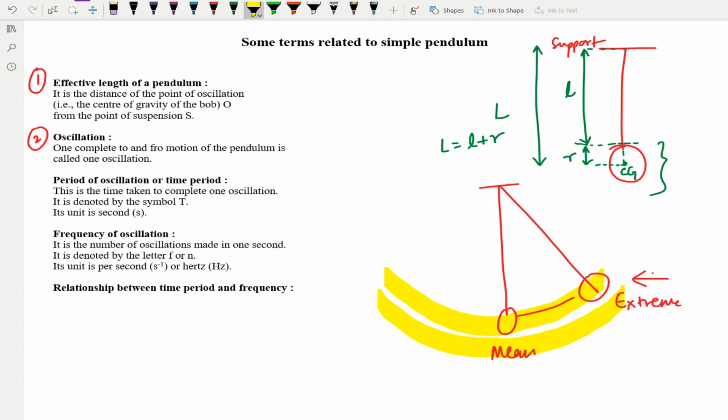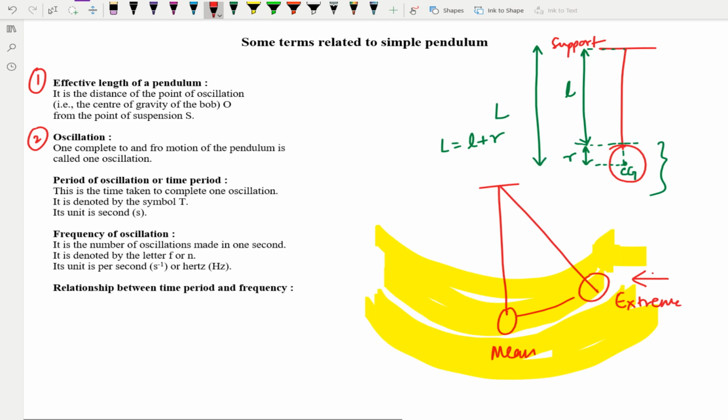This complete motion starting from this end, moving to this side and then coming back to the original position is called one oscillation. It is one to and fro motion, hence it is one oscillation. This means one oscillation is complete. So one complete to and fro motion of the pendulum is called one oscillation. Okay, now the third term is period of oscillation.